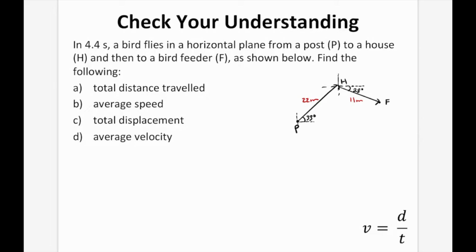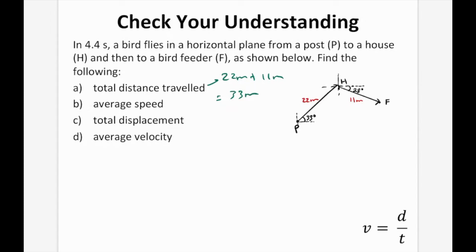Check your understanding. In 4.4 seconds, a bird flies in a horizontal plane from post P to a house H and then to a bird feeder F, as shown below. Find the following. Total distance traveled. Well, that's simply going to be 22 meters plus 11 meters, which is going to equal 33 meters.